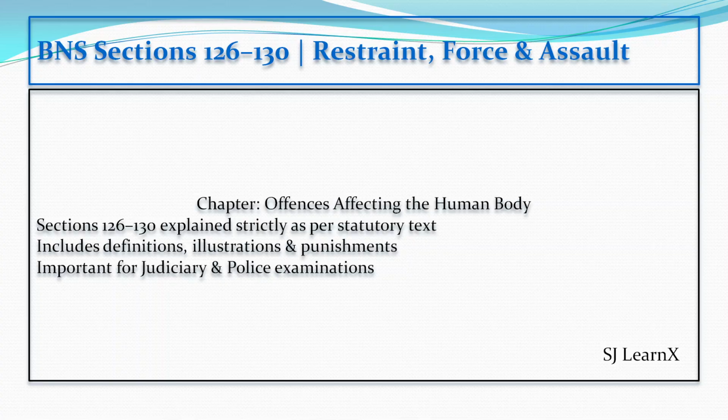In this video, we will study sections 126 to 130 of BNS 2023. These sections deal with wrongful restraint, wrongful confinement, force, criminal force, and assault. These are very basic but extremely important concepts in criminal law. Understanding these properly will help you not only in exams but also in practical case analysis.